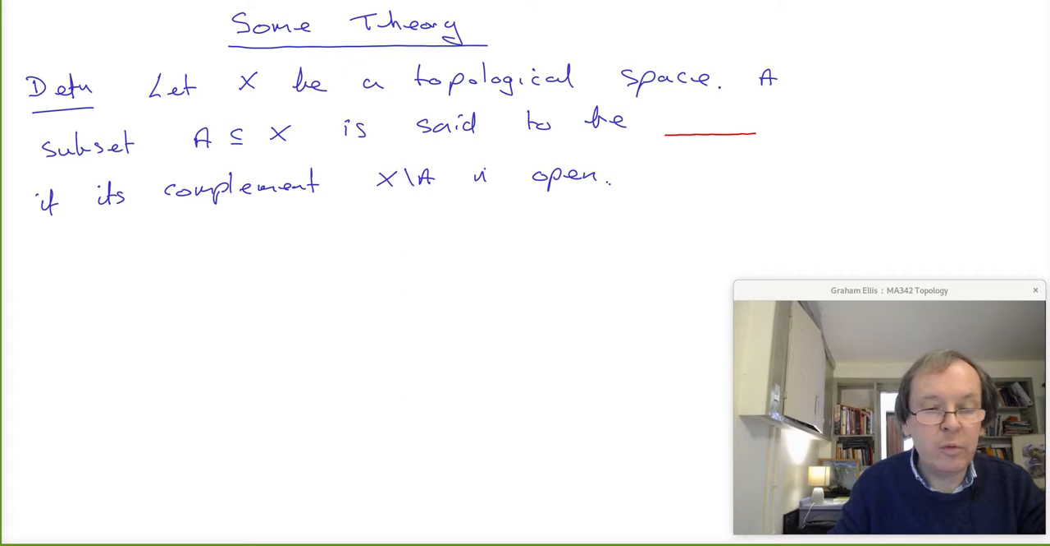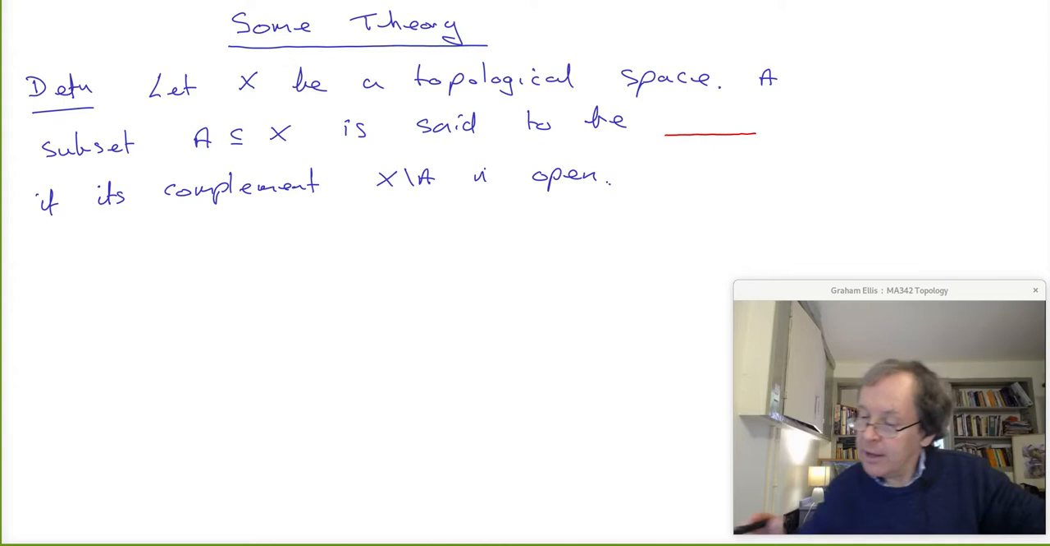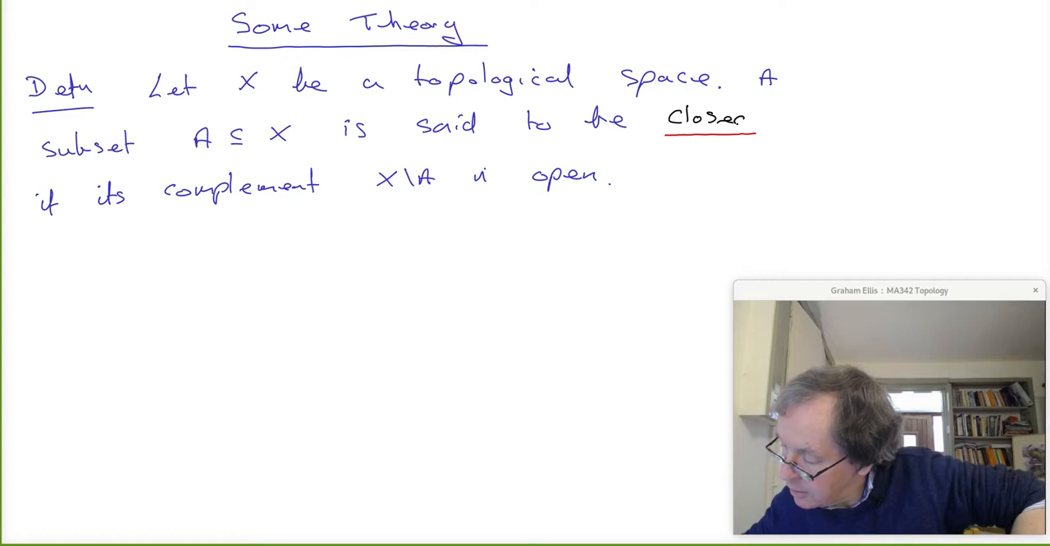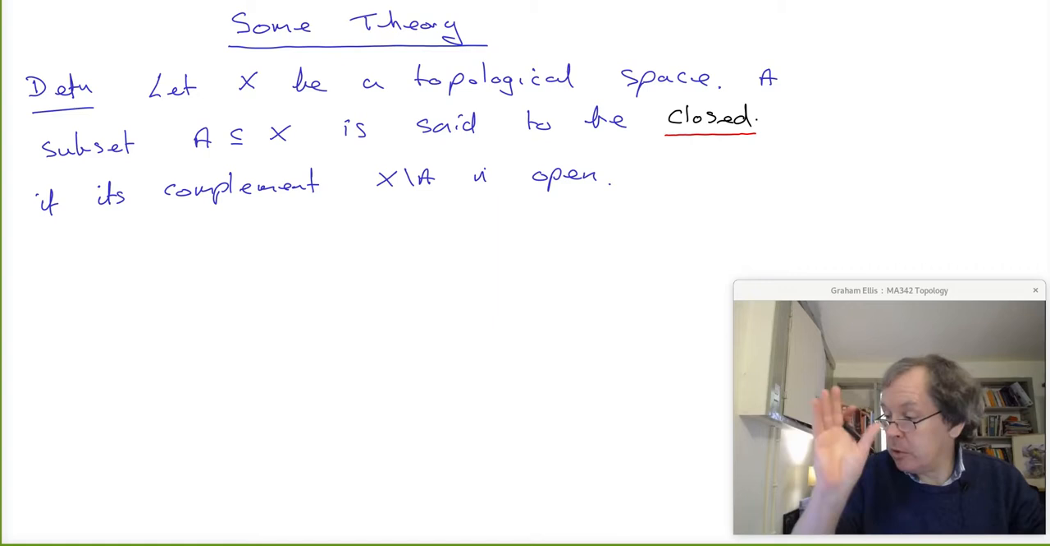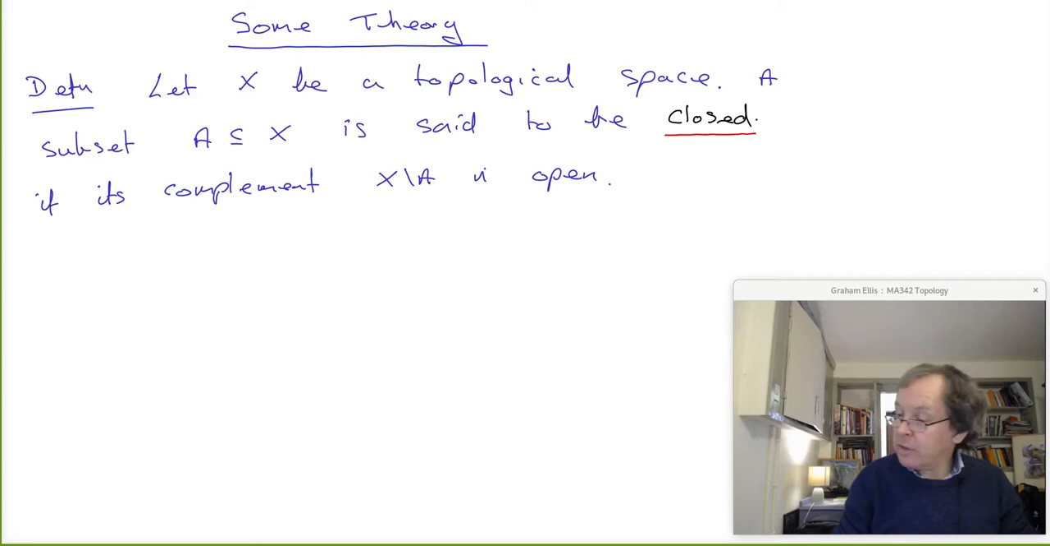Closed, yeah, closed. So the word I'm going to introduce, and hopefully I've not used it before in these lectures, that's the definition. What do we mean by a closed subset? We mean that its complement is open. That's all we mean. We could use any word we like, but closed seems to be related to open. So that's what it means for something to be closed.